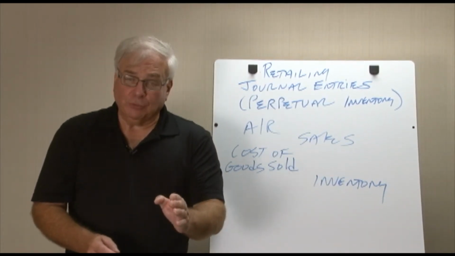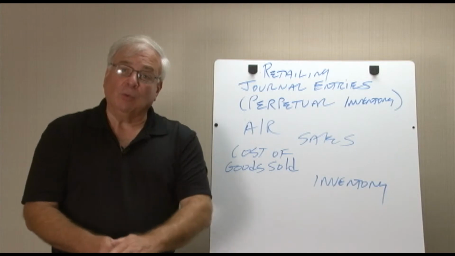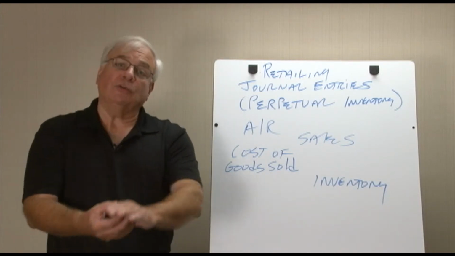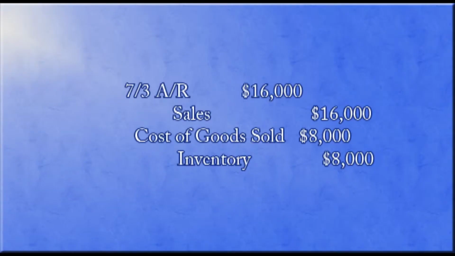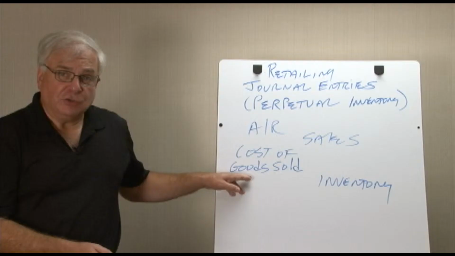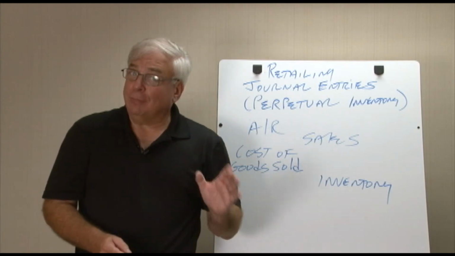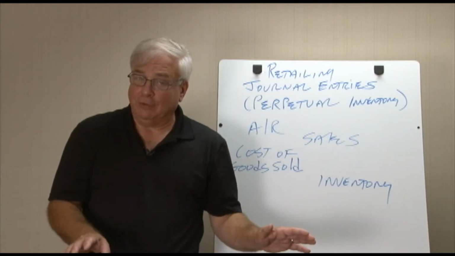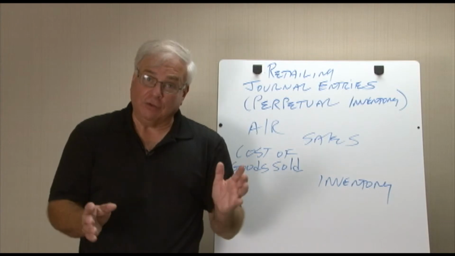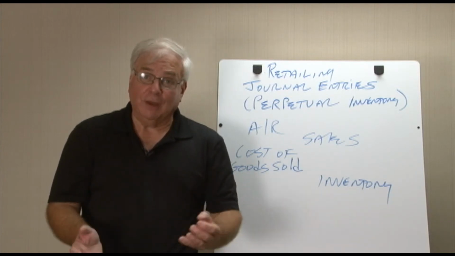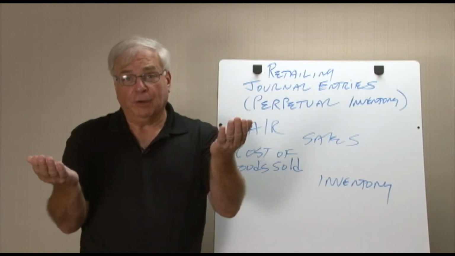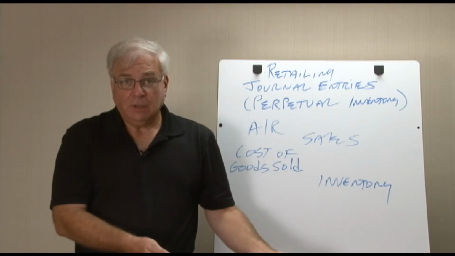If it's a perpetual system, at the same time, we want to take what the merchandise cost us and send it into cost of goods sold. That's what the debit side of this entry is doing. Remember, cost of goods sold is a type of expense account. Now, I know it doesn't say expense on it, but it behaves as an expense account does. When you debit it, you're increasing it. If you credit it, you're reducing it down.